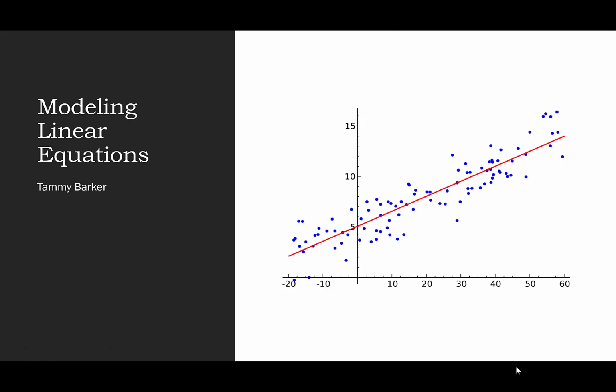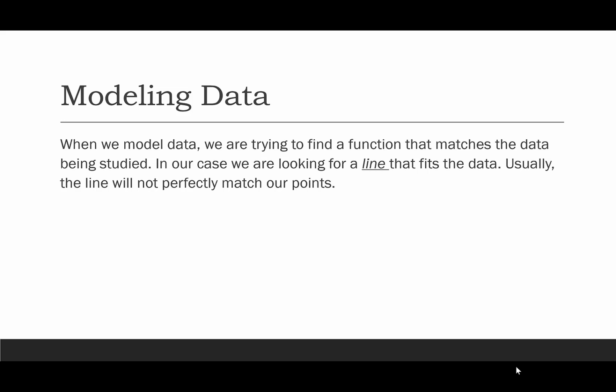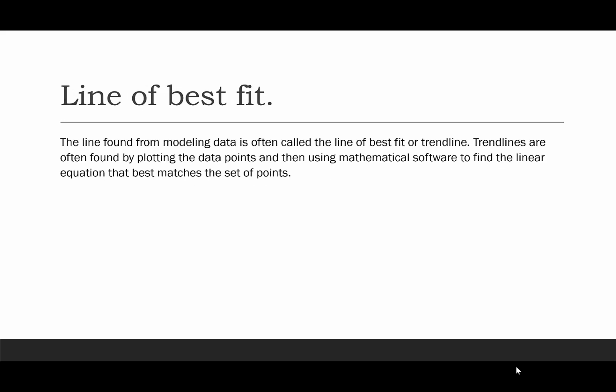Everybody. Today we're going to talk about modeling linear equations. When we model data, we're trying to find a function that matches the data being studied. In our case, we're looking for a line that fits the data. Usually, the line will not perfectly match our points. The line found for modeling data is often called the line of best fit or trend line.